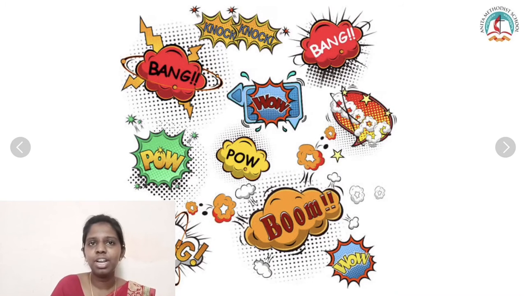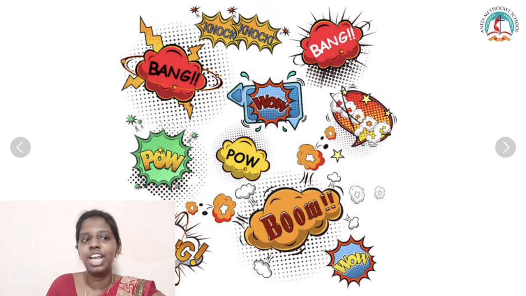And one more which is very interesting. The next one is a bubble which has different sound effects like knock knock, bang. Bang can be told in 2 ways. Wow, oops, pow, boom, bang. So these are a few of the bubbles, different ways of expressing the sound effects which you want to express.